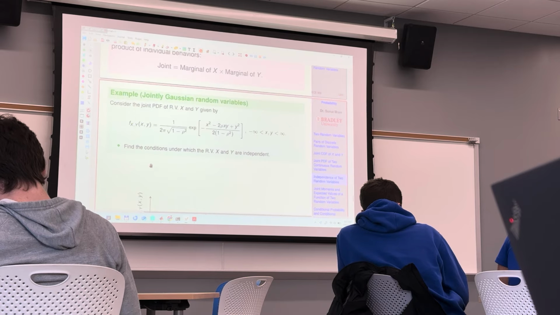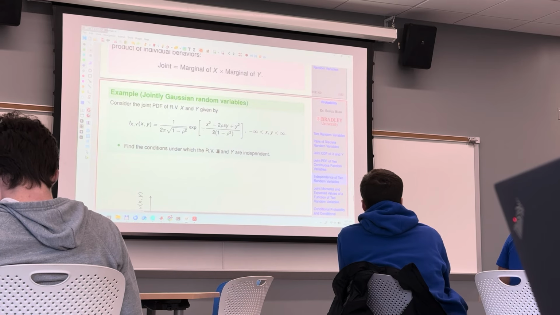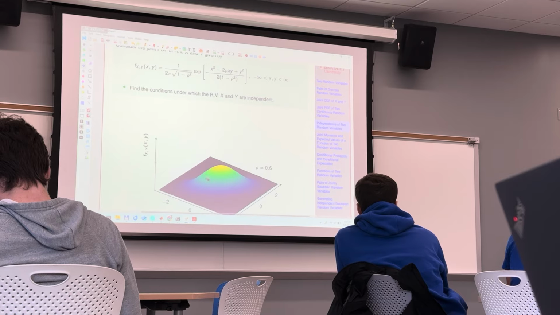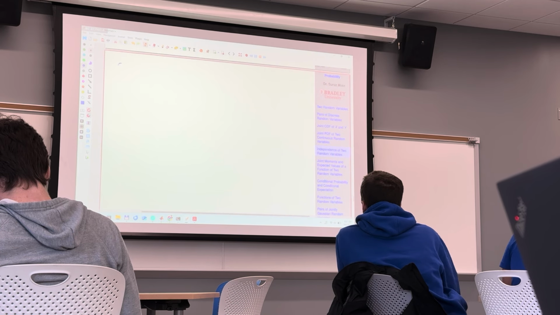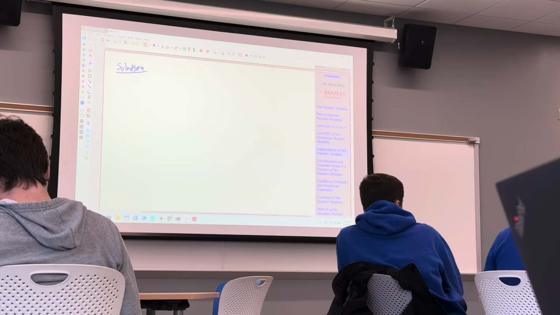So, in this example, we want to find the condition under which these two random variables x and y are independent given this joint PDF. Solution. Look where we should start.